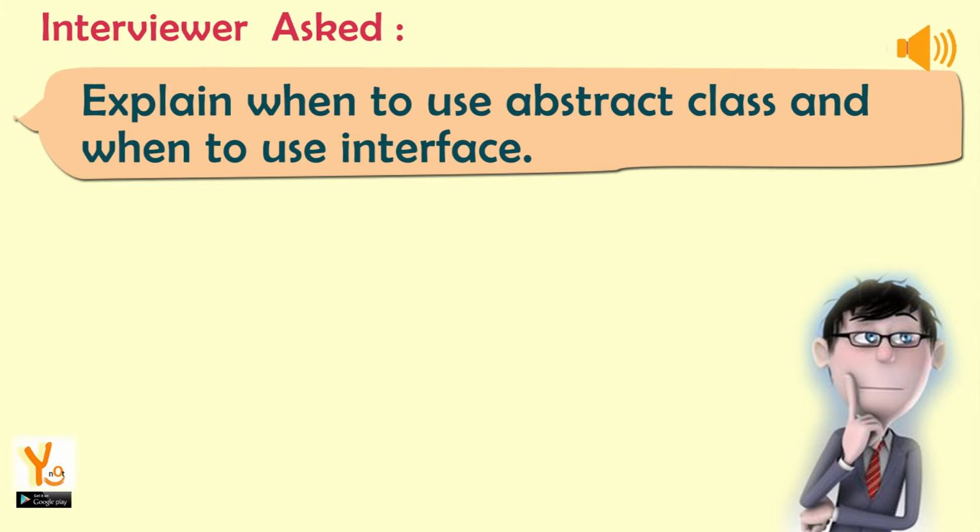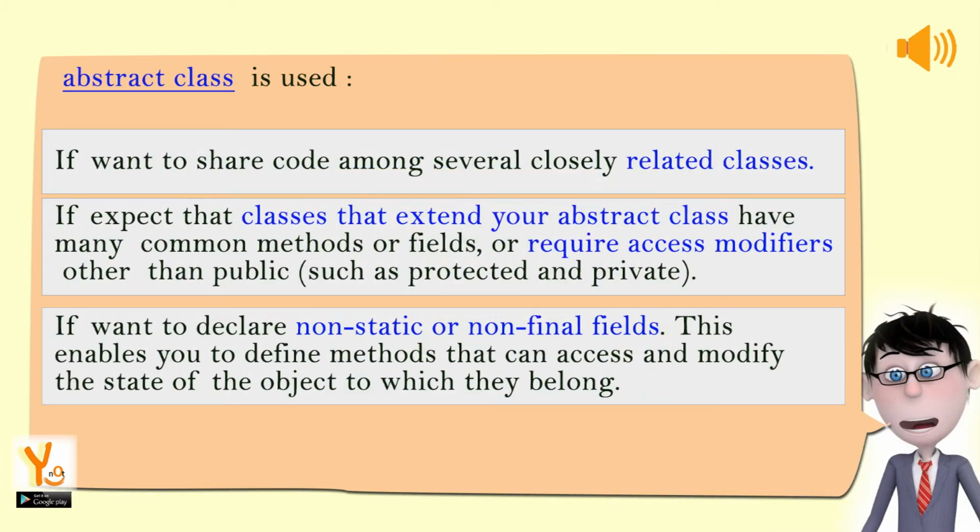Explain when to use abstract class and when to use interface. Abstract classes are used if you want to share code among several closely related classes. If you expect that classes that extend your abstract class have many common methods or fields, or require access modifiers other than public, such as protected and private. If you want to declare non-static or non-final fields. This enables you to define methods that can access and modify the state of the object to which they belong.